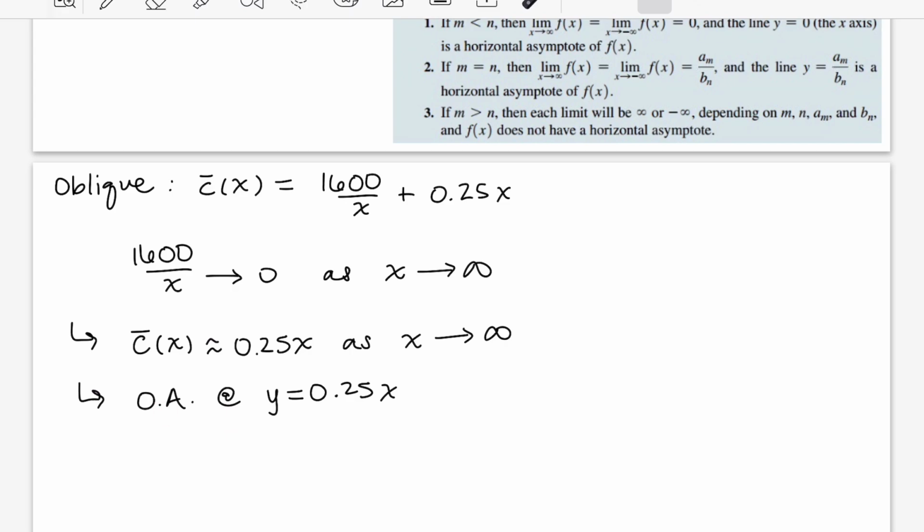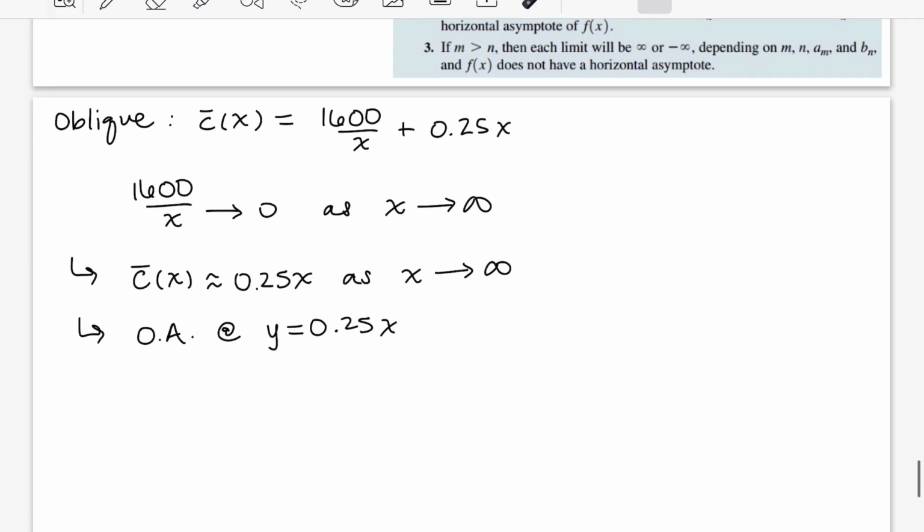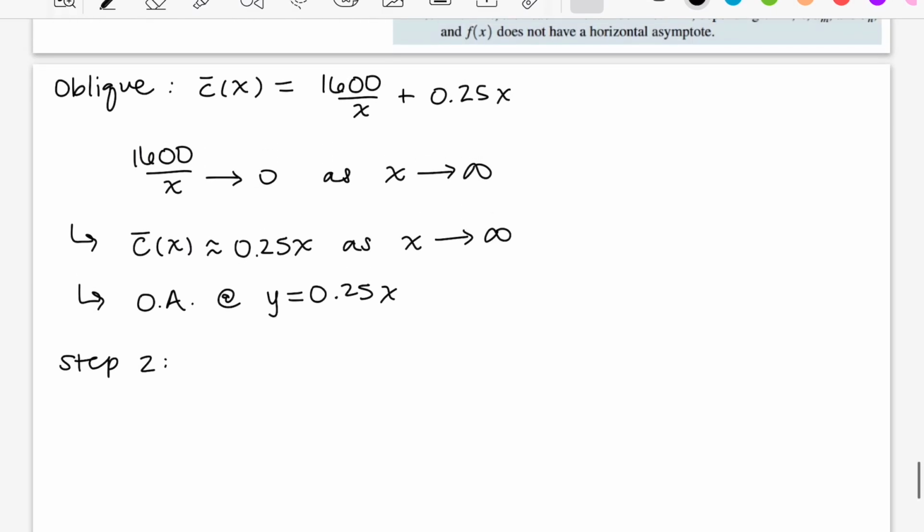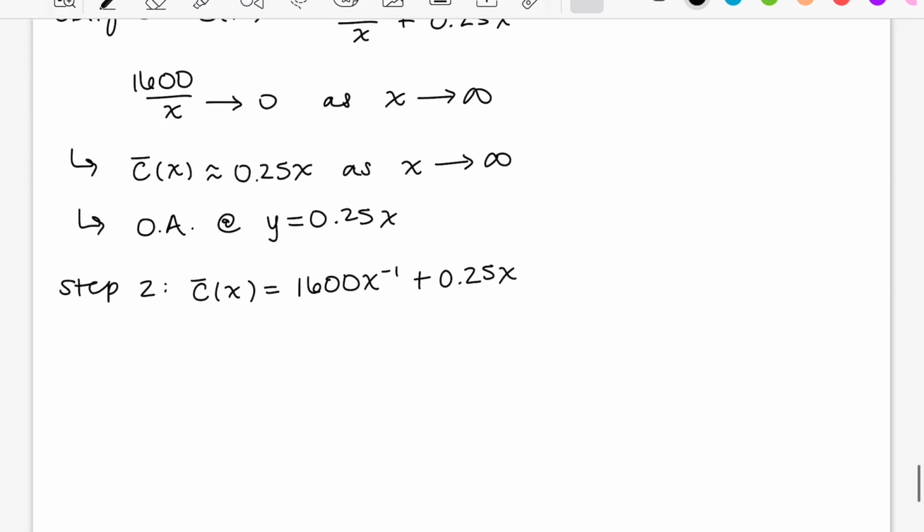And I believe we'll go into better methods to find the oblique asymptote, which will include polynomial long division. But for now, we're just going to use this way to show this in this example. All right. Now for step 2, we're going to analyze our derivative. So what I'll do is I'll rewrite this guy using negative exponents. So like this here.